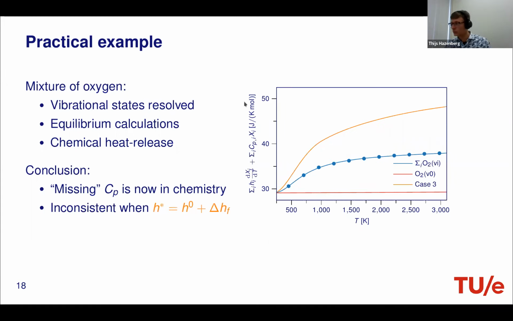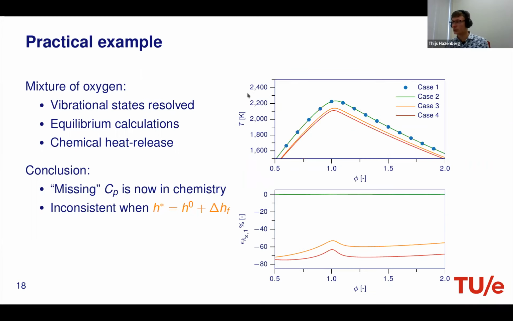If we would do exactly the same procedure with the inconsistent thermodynamic data, then we see that the oxygen heat capacity is significantly over-predicted at higher temperatures. If we then go back to our adiabatic flame temperatures, this is exactly the reason why the two models from the literature underpredict the adiabatic flame temperature, because we are counting the vibrational energy twice, in this case of nitrogen.